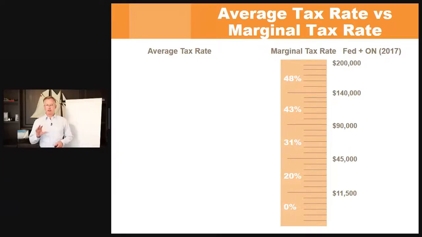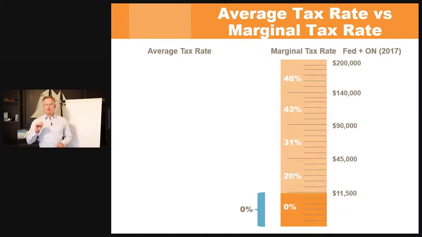So let's take a look here at your marginal versus average tax rate. On the money that you earn from $0 to $11,500, you pay 0% in tax. You are in the 0% tax bracket, or your marginal tax rate is 0. So if you earned $11,500, what would your average tax rate be? That's right, 0. Be sure to fill in these numbers as you go along on your worksheet.